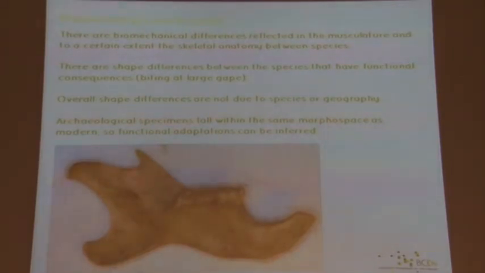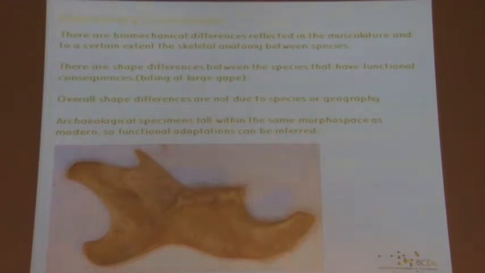So the preliminary conclusions are that there are biomechanical differences between the two species, which are reflected in the musculature and to a certain extent in the skeletal anatomy, and that these have functional consequences. So one of the species is more optimized at biting at a larger gape. However, the overall shape changes are not due to species or to geography. And also the archaeological specimens fall within the morphospace, so that our conclusions based off of modern specimens can be used to infer functional adaptations from the archaeological specimens.